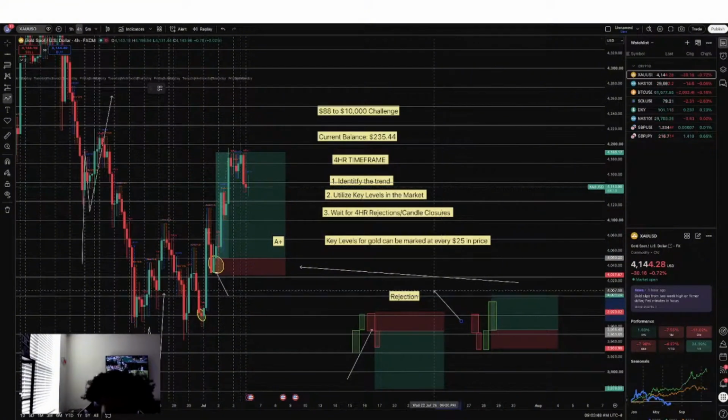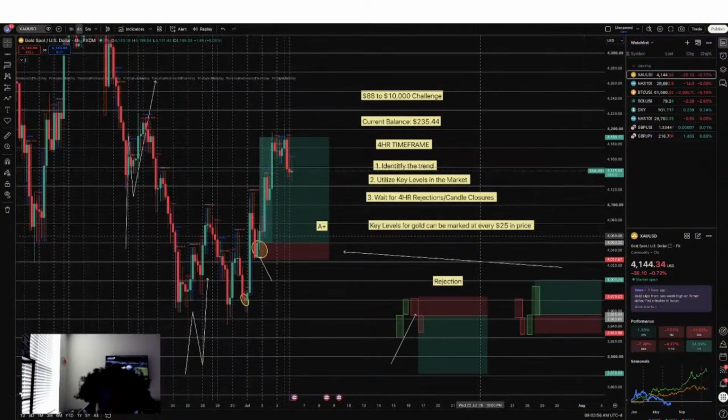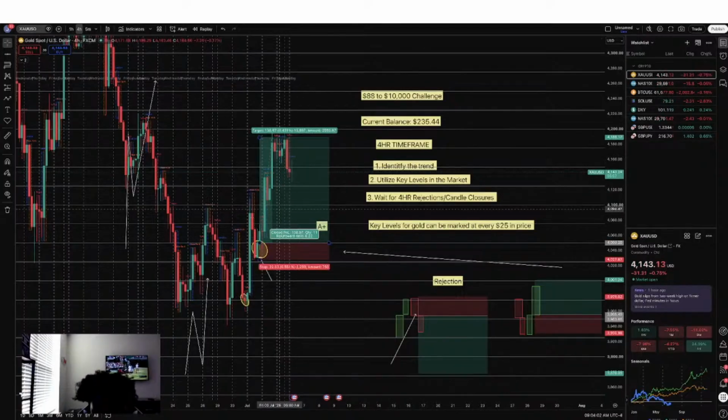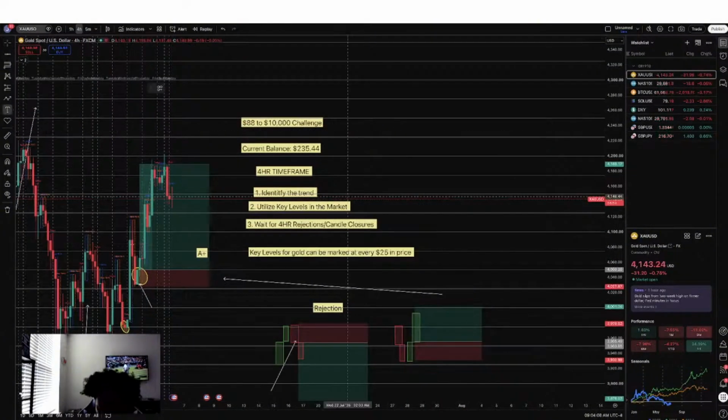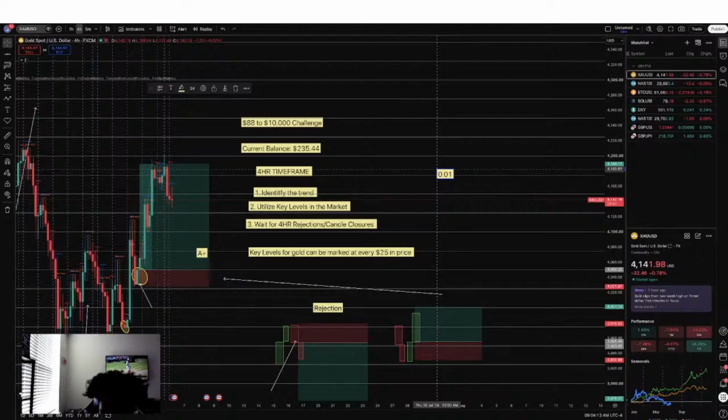Which is the way gold is moving now, 1,000 pips at a time. I'm not saying you're going to be looking for something like this every single day. You want to be patient, because one of these moves right here is 1,000 pips. Even with, let's say, a 0.01, 1,000 pips will equal $100.